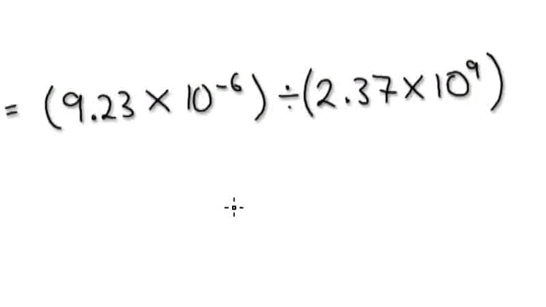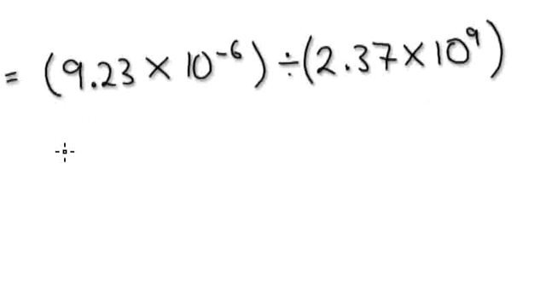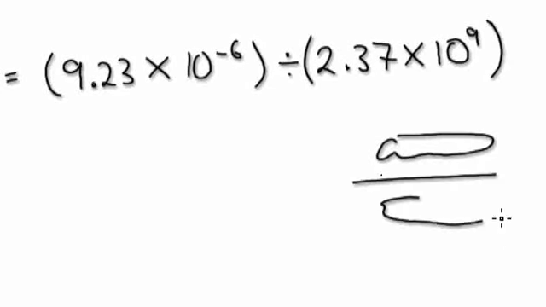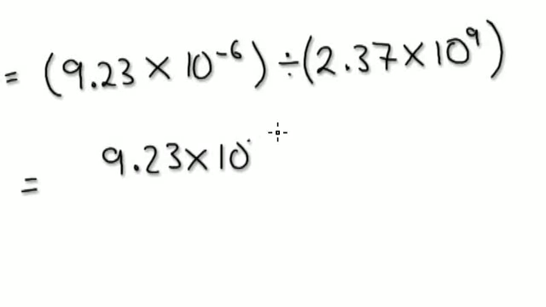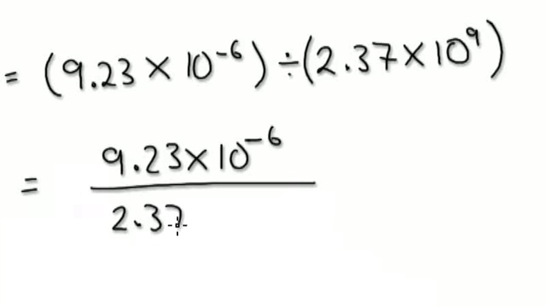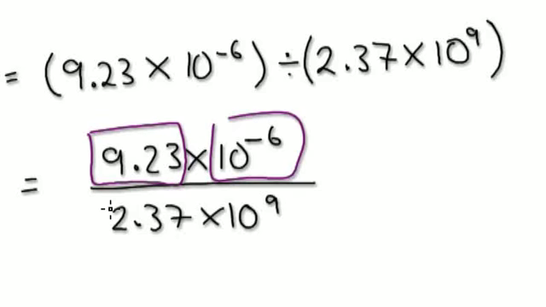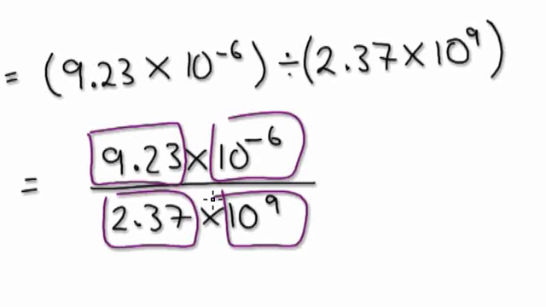Okay, so next one here. Think about this. Maybe you could rewrite it as blah blah blah over blah blah blah. Okay, so press pause and have a go. Okay, I'm going to rewrite this as 9.23 times 10 to the power of minus 6 over 2.37 times 10 to the power of 9. So at the moment you've got this block times this block divided by this block times this block.